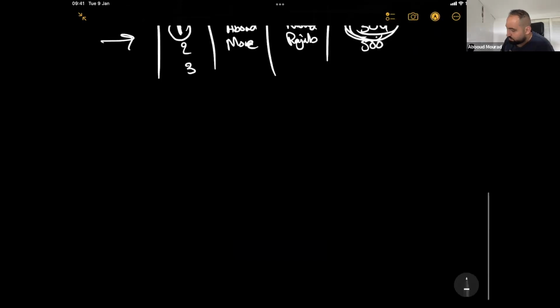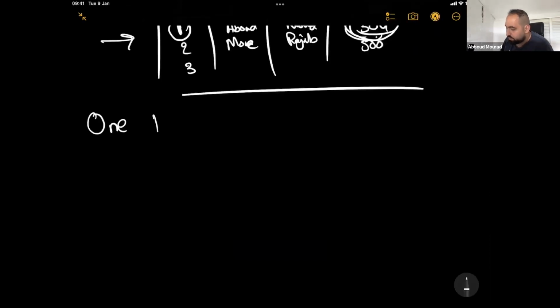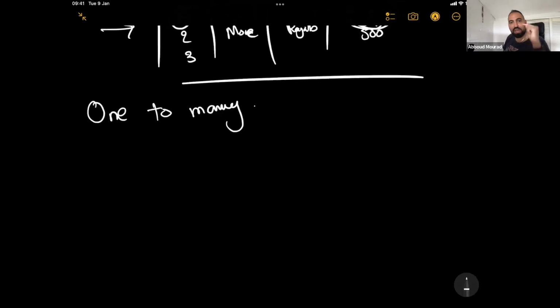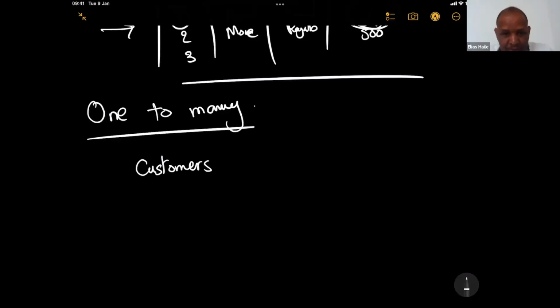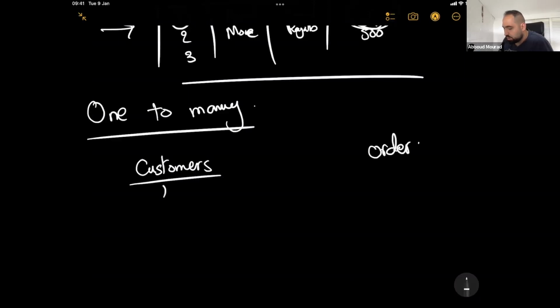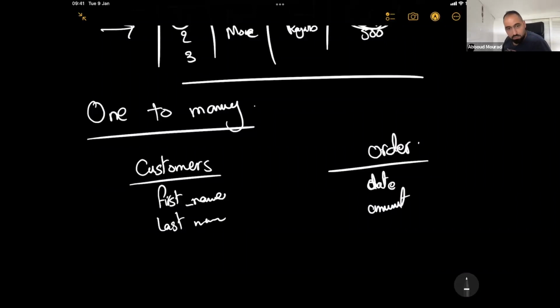Let's have, right now, one-to-many. One-to-many means each record in a table can be connected to multiple records in another table. How? Let's see how we can make it. We have here a customer, and we have here an order. The customer has a first name and last name. And the order has the order date and the amount, the cost of it.